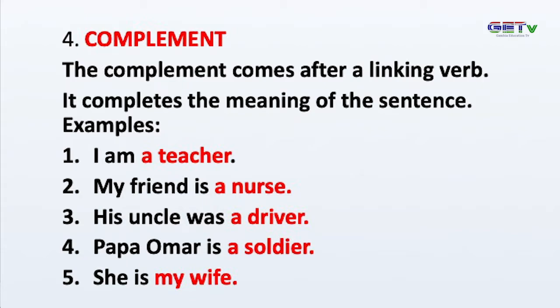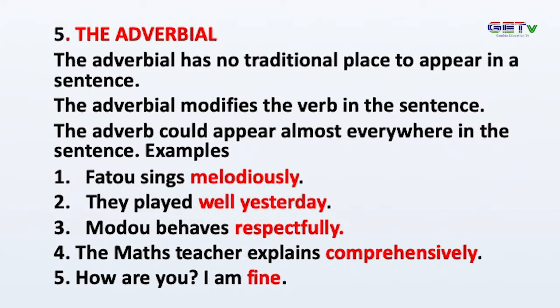Now we move on to the other element. The other element is the adverbial. The adverbial has no traditional place to appear in a sentence. If you look at the subject, we discussed that it appears before the verb. Now the verb appears after the subject. The object appears after a lexical verb. Complement appears after a linking verb. But the adverbial is unlike that. It doesn't have any traditional place to appear in a sentence.